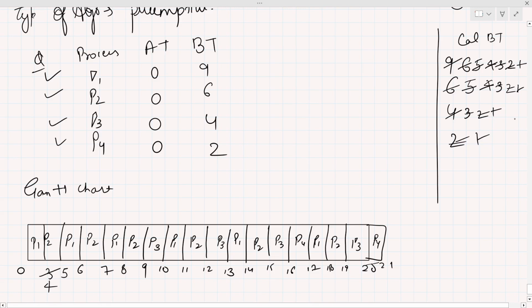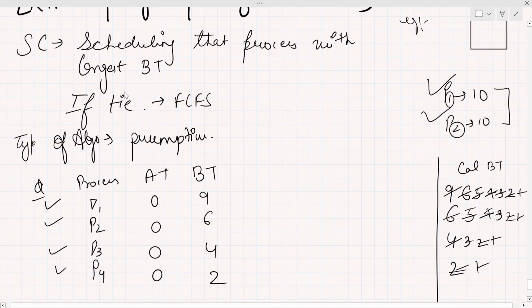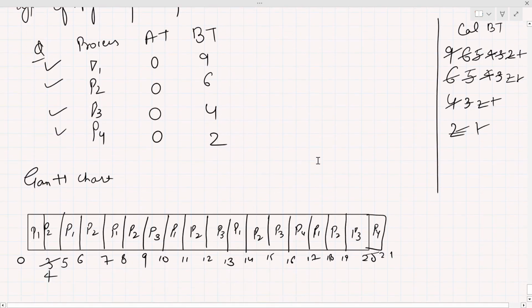So this is what the Gantt chart of this particular process looks like. This is how the Gantt chart is basically made. I hope you understand how we solve this particular type of scheduling algorithm, LRTF, longest remaining time first scheduling algorithm. Now you have to find the average turnaround time and average waiting time. You can do it by yourself.